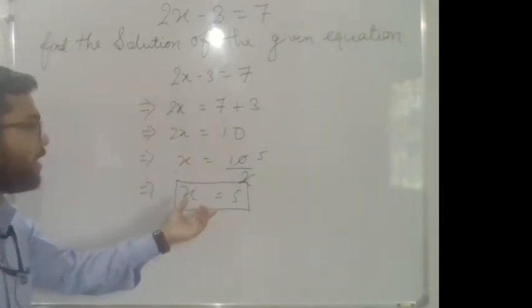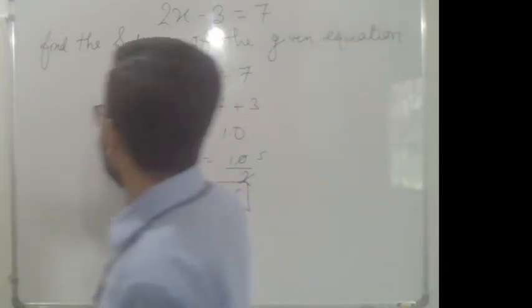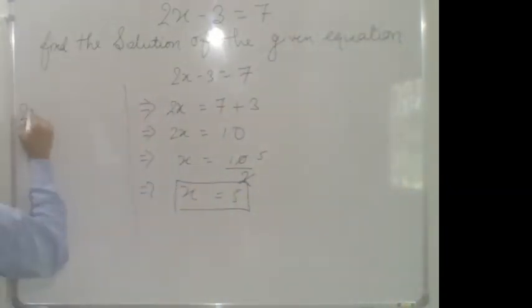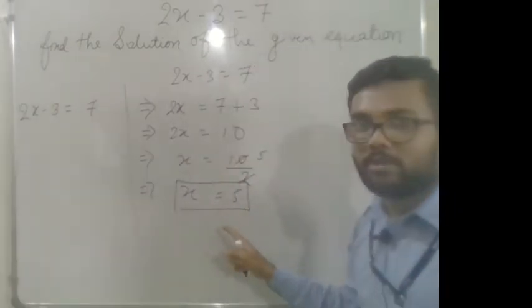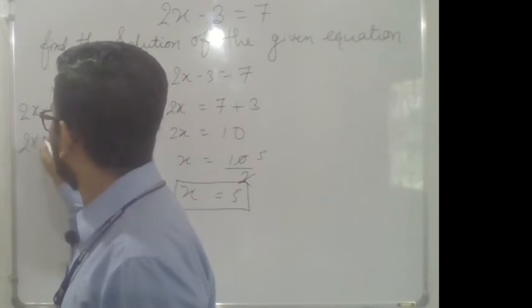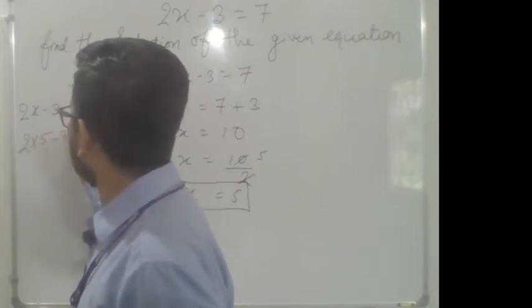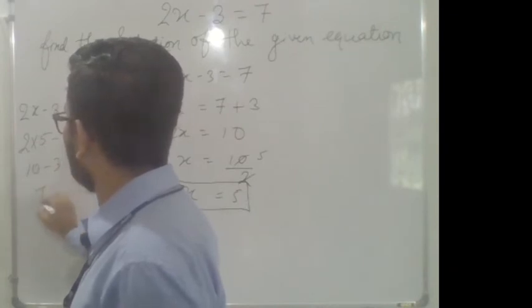How will you check whether it is right or not? You can check it by putting the value of x in the equation. You got x is equal to 5, so you will put 5 in place of x. What will you get? 5 times 2 is 10, 10 minus 3, that is equal to 7.